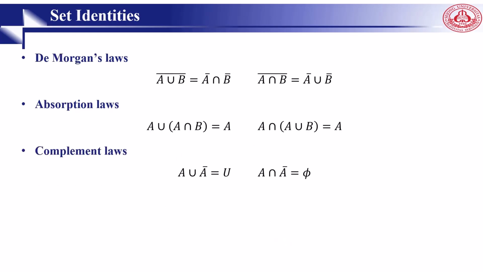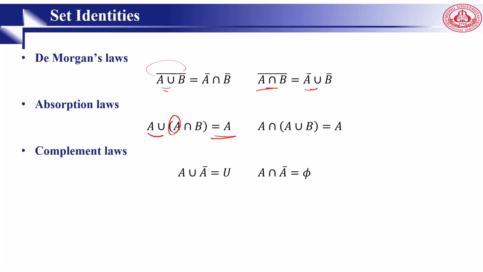De Morgan's law is applicable here also. When we have a complement on a union, it will be the intersection of the individual complements. And the same, the complement of an intersection is the union of the complements of the two sets. Then we have absorption laws. A union of A intersection B is A. In here, we will bring the members which are in B, not in A. But then we say union, right?